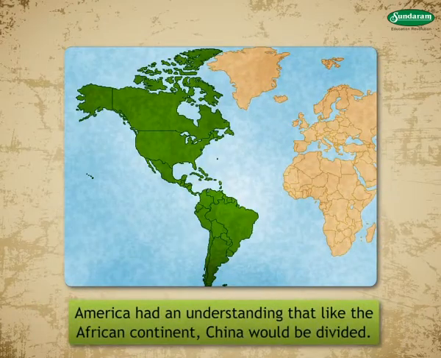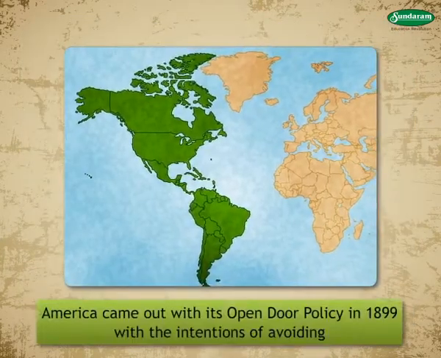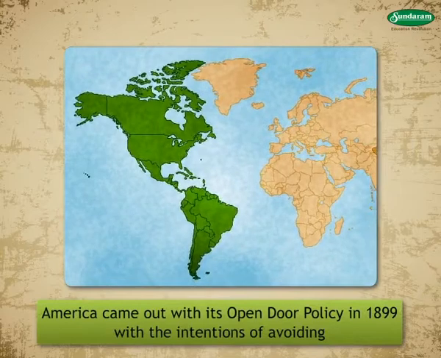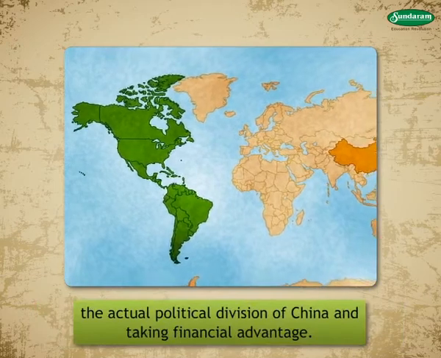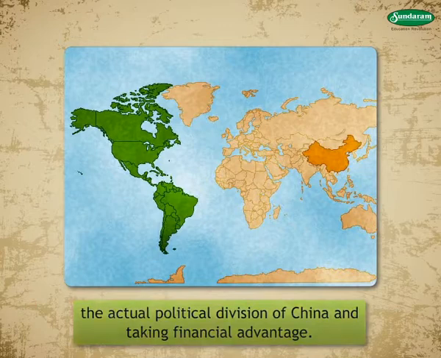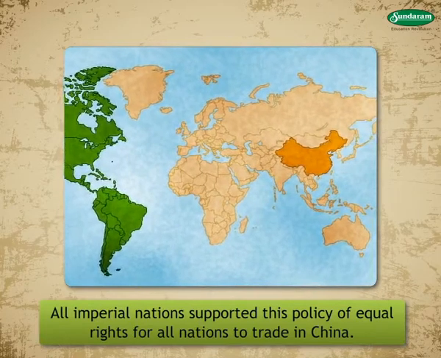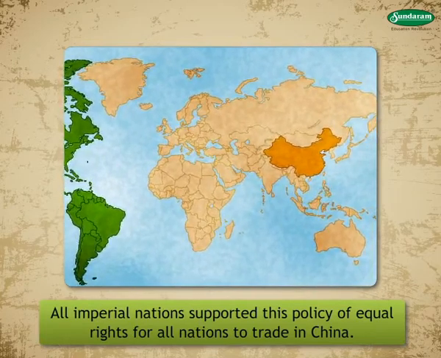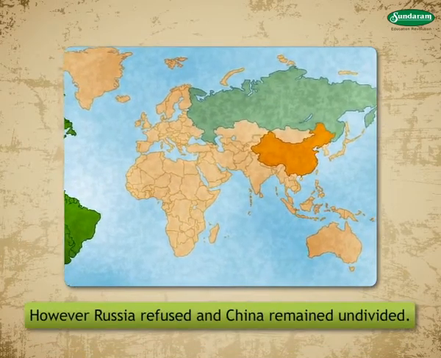America had an understanding that, like the African continent, China would be divided. The open door policy. America came out with its open door policy in 1899 with the intention of avoiding the actual political division of China and taking financial advantage. All imperial nations supported this policy of equal rights for all nations to trade in China. However, Russia refused and China remained undivided.